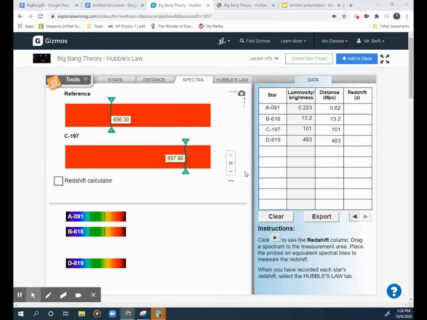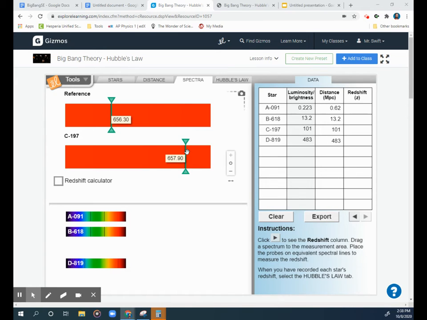Okay, for this one, we want to calculate the redshift. And we have our two reference lines set up, so we did that from our earlier question. And we have our values here. So we have the reference spectra value here, and then we have the actual star spectra value here.